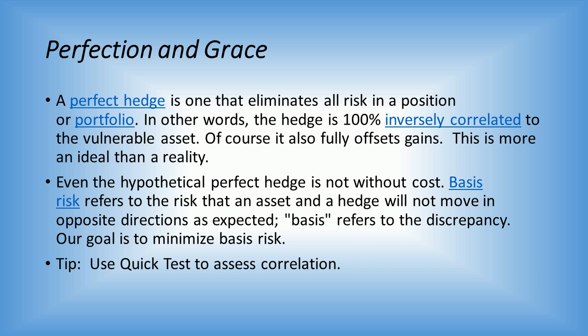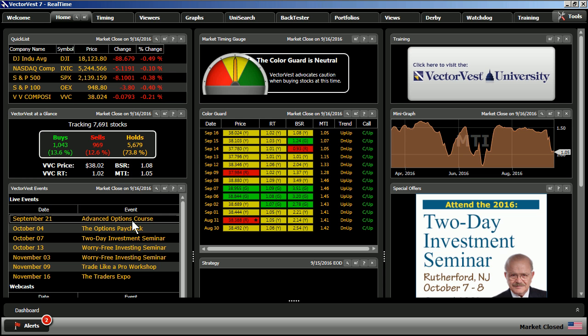Basis risk refers to the risk that an asset and a hedge will not move in opposite directions as expected. Basis refers to the discrepancy. Our goal is to minimize the basis risk. And so let's demonstrate that, and I'll use our quick test function to assess our correlation. I'm back in the program. Let's go to the Unisearch tab.